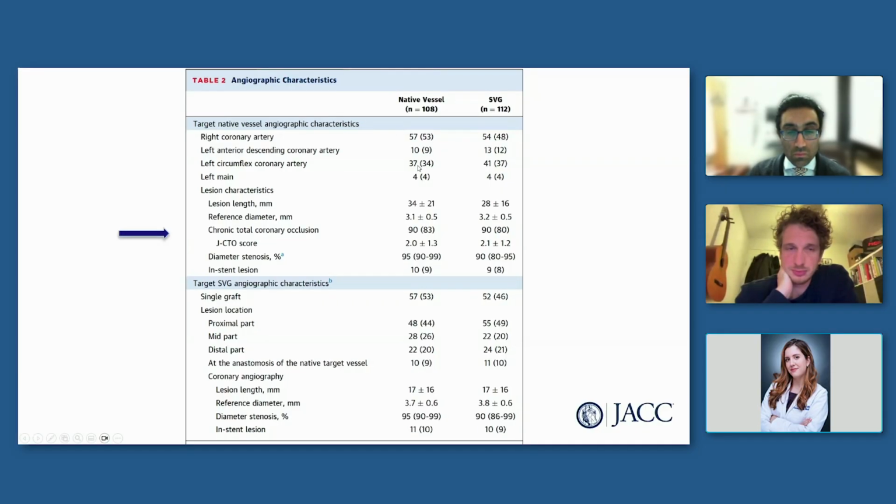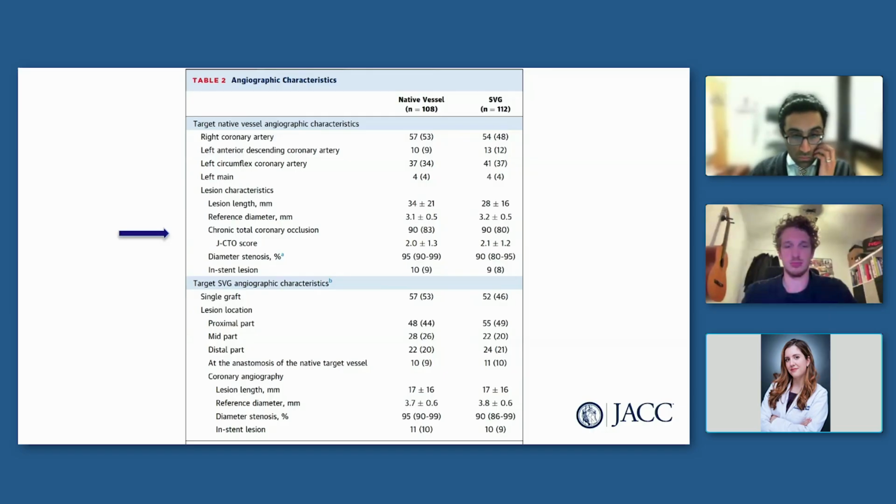And it's worth saying that in general, when we're intervening on chronic total occlusions, not all interventionalists can do chronic total occlusion interventions. It requires a special skill set. It is much higher risk. And it's also important to note that the rate of success is different than the success rates of PCI in general.